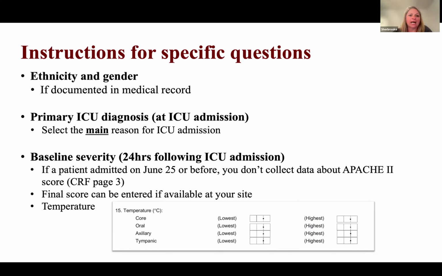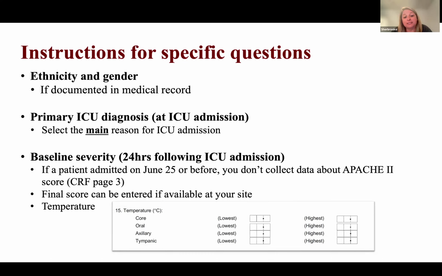And you don't have to ask anyone, and you don't assume that if a patient has female as a sex, that she then identifies as a female. You don't assume anything. So primary ICU diagnosis. Sometimes it's difficult, but we want you to really select the main reason for ICU admission. So really have only one reason.